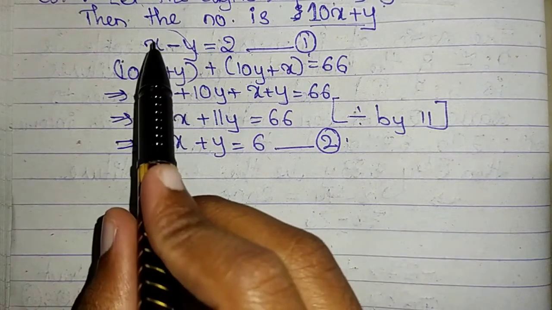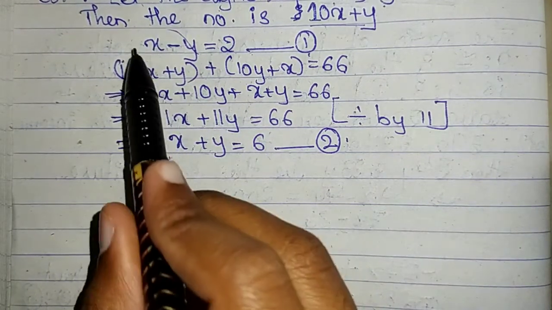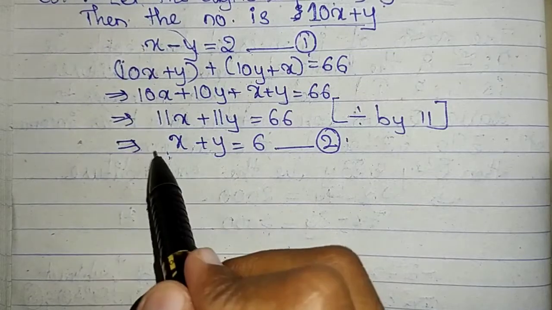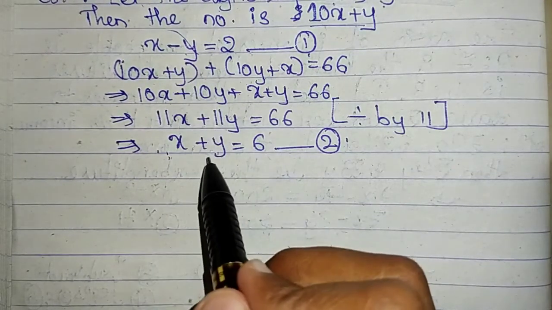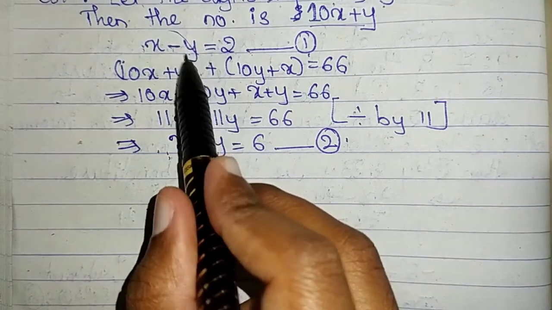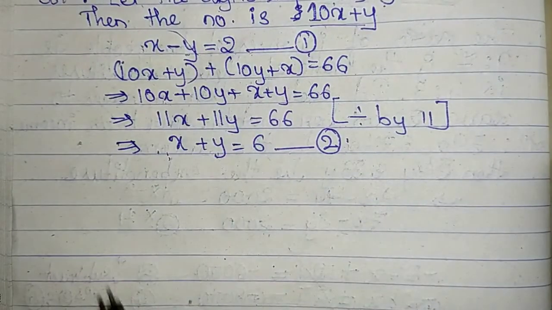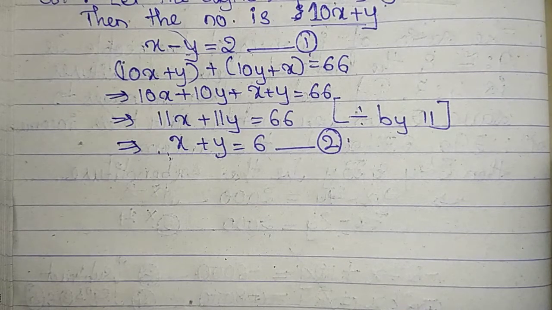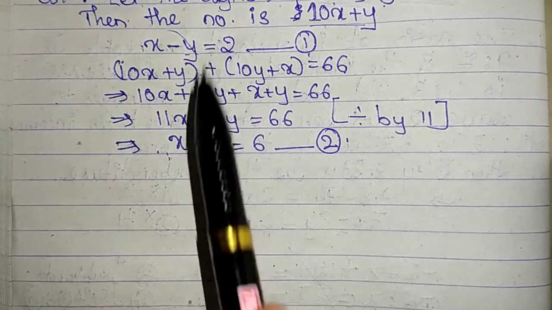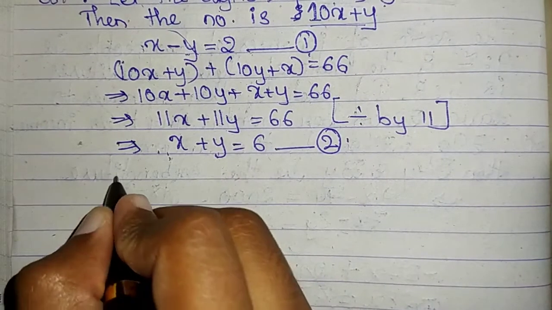See here, the coefficients of x in both the equations is 1. Similarly, the coefficient of y here is plus 1, here it is minus 1. Since the coefficients are same, you can directly add the equations or directly subtract the equations. There is no need for you to multiply the coefficients once again because you will get the same thing. So here I am going to directly add the equations.